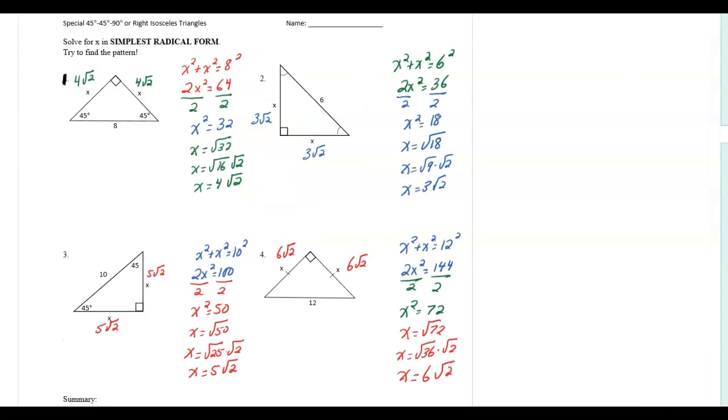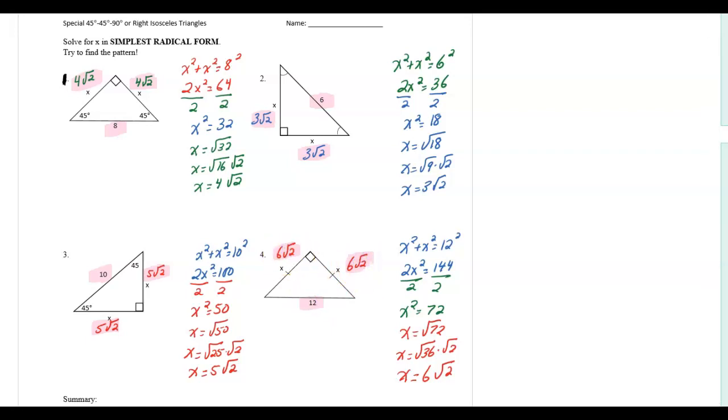So let's take a look at problem numbers 2, 3, and 4. I did the same process as problem number 1. And looking at problem number 1, the hypotenuse is 8 and the legs are 4 square root of 2. In problem number 2, the hypotenuse is 6 and the legs are 3 square root of 2. In problem 3, hypotenuse 10, legs are 5 square root of 2. Number 4, hypotenuse 12, legs are 6 square root of 2.